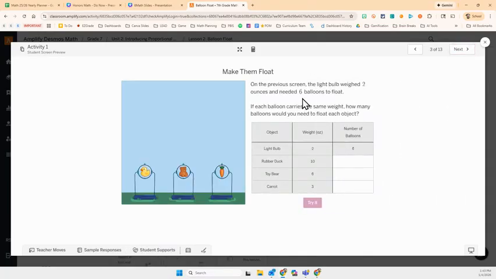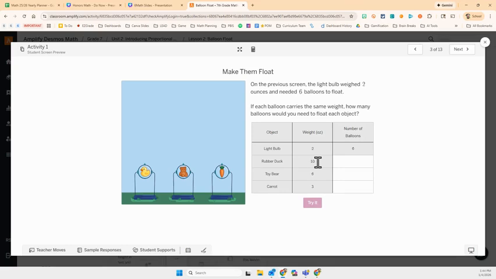On the previous screens, we noticed that a light bulb weighed 2 ounces and needed 6 balloons to float. If each balloon carries the same weight, how many balloons do you need to float each object? So, 2 ounces needs 6 balloons. I'm looking for a multiplier from 2 to 6. How many balloons for 1 ounce? 3 balloons for 1 ounce. 2 times 3 is 6. There's my unit rate. There's my multiplier.